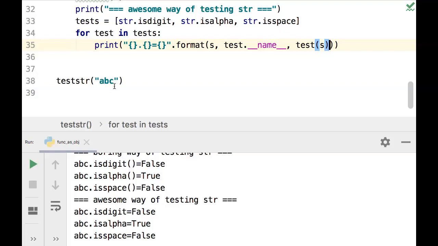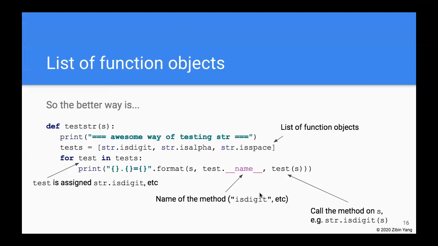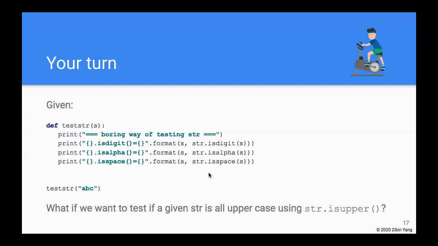Now to show you the advantage of this approach, despite the fact that this one line looks slightly more complicated, I'm going to ask you to add an additional test to both versions of this testString function. This is the original version, and I'm going to ask you to add one additional test, is upper. Is the given S all uppercase? So please pause the video and give that a try.